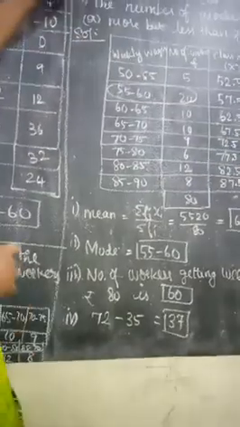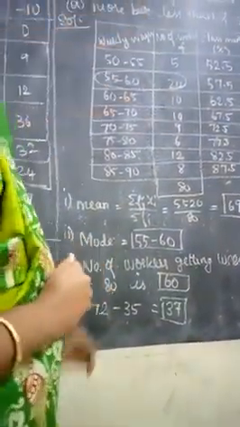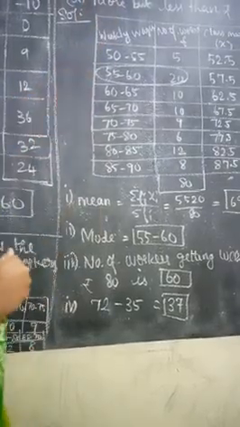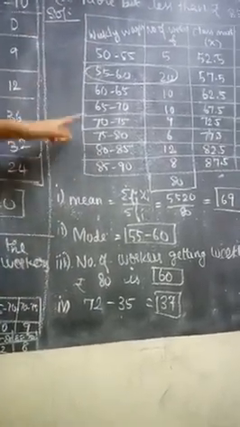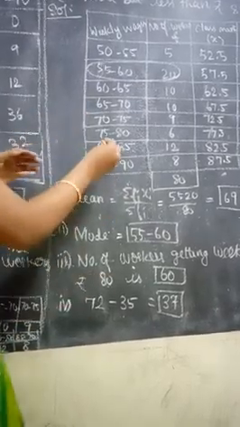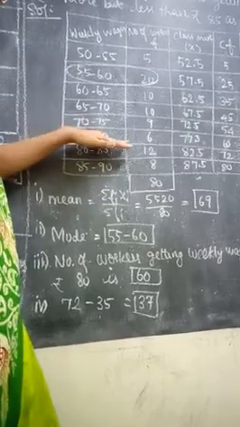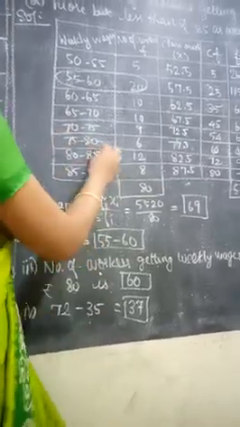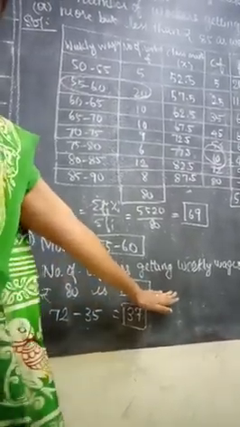See the third question. Number of workers getting weekly wages below 80. So we need to find below 80. Look into the weekly wages value. Below 80, now listen, you should not take the whole table column. Below 80 means you should take only up to 75 to 80. So what is the cumulative frequency here? 60. So below 80, there will be 60 members.